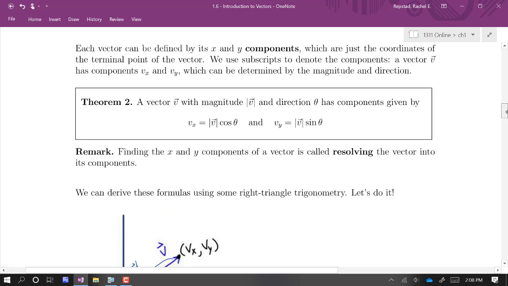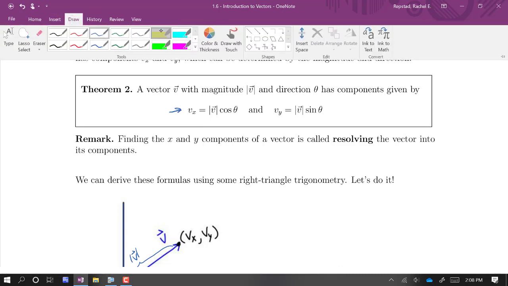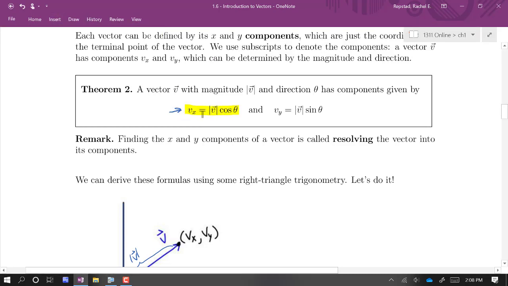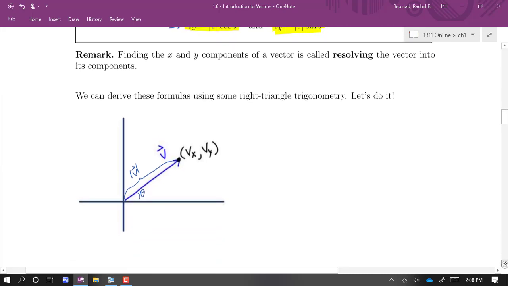Now up here at Theorem 2, we have these formulas that tell us how to find the x component vx and the y component vy. Magnitude times cosine theta, magnitude times sine. Now you're going to use those a whole bunch, so maybe it'll be fairly simple to commit to memory, just by doing enough practice you'll remember. But if you forget, it's actually pretty simple to see why those formulas are the way they are.